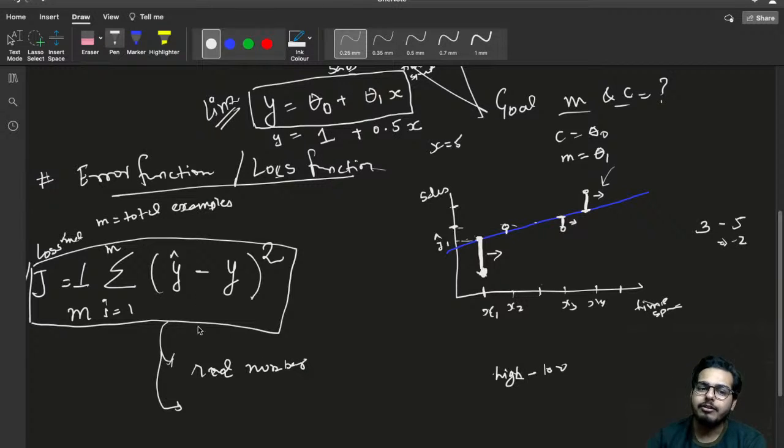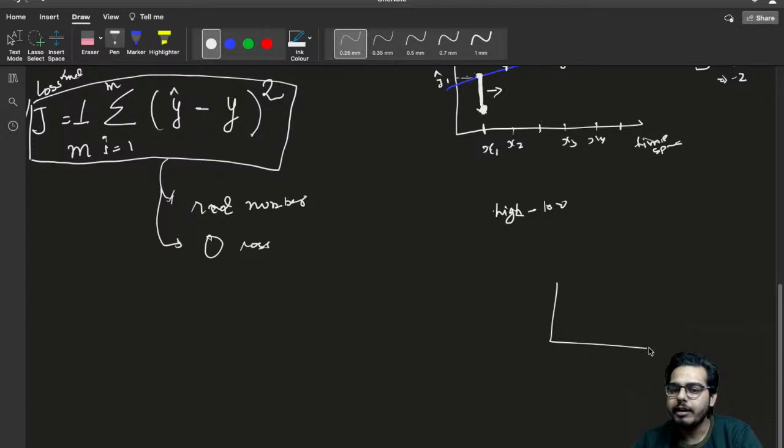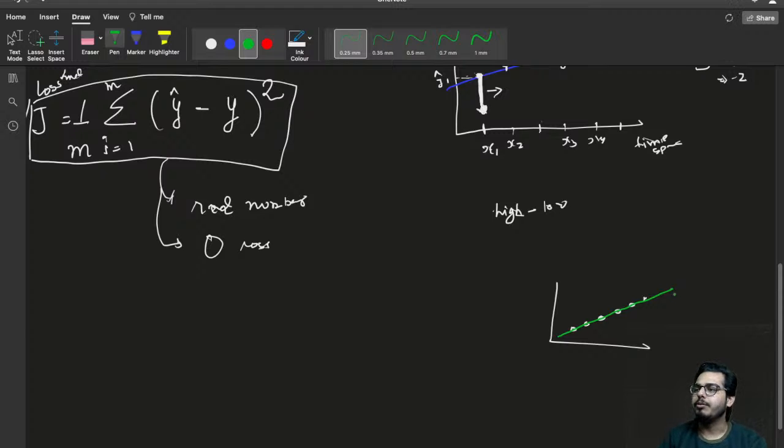So if any line has a zero loss, that line is a perfect line. And when can this happen, that a line will have zero loss? When your data is something like this, and the line you're talking about looks like this, then you will have a loss of 0. Because if you look at x1, x2, x3, x4, x5, all the points are lying on the same line. So your prediction value and your output value will be the same, and in this case the loss value will be 0.